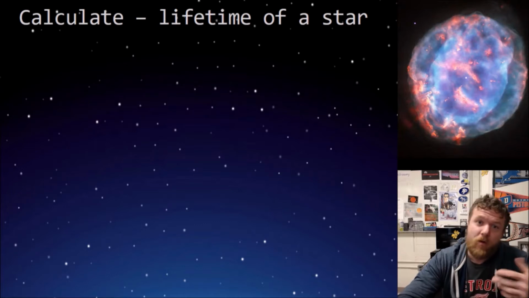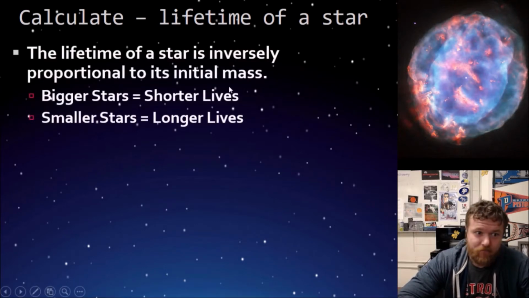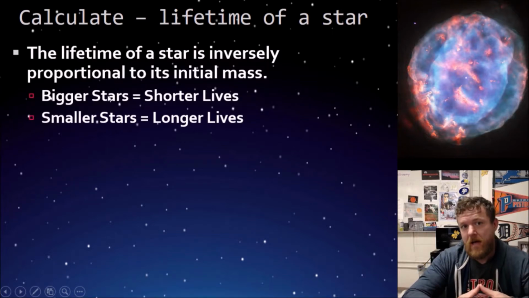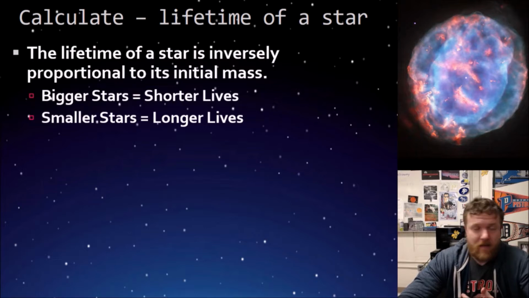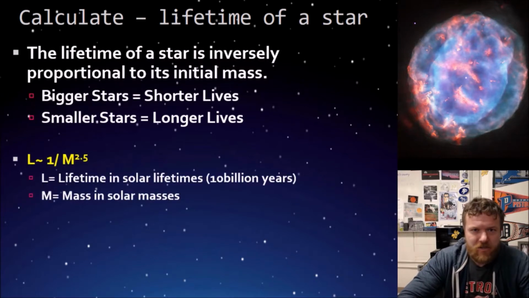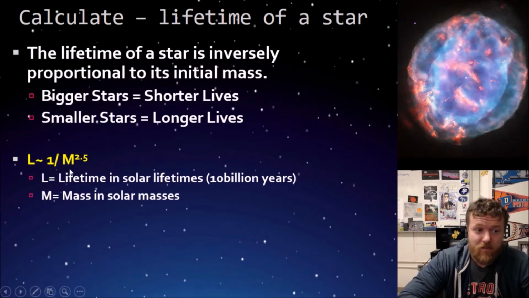Of course, if you want to know when a star is going to die, you need to know its mass. Bigger stars are going to have shorter lives, smaller stars are going to have longer lives, and it all depends, as almost everything else does, on the star's initial mass. There's actually a really simple equation to figure out about how long a star is going to last. It's 1 divided by the mass raised to the 2.5, where the mass is in solar masses. So the sun would be a 1.